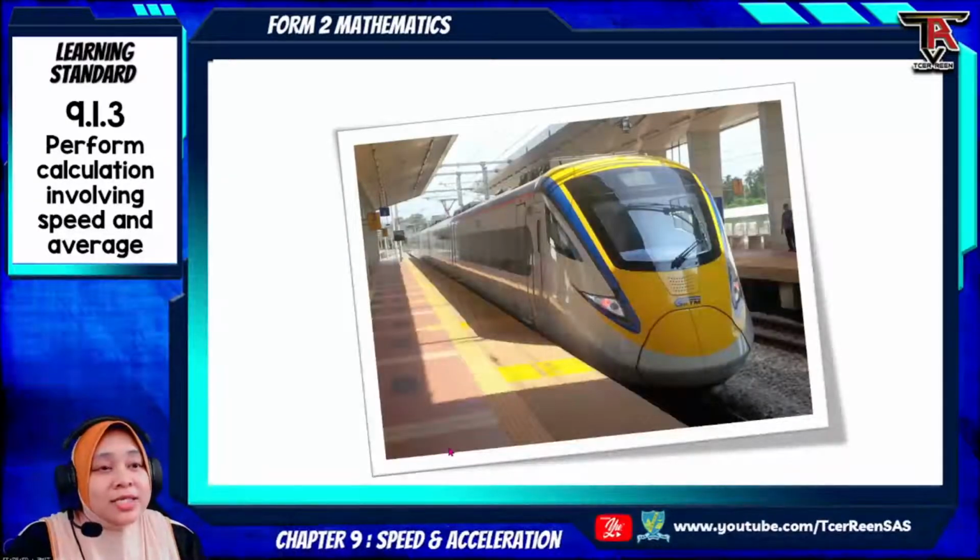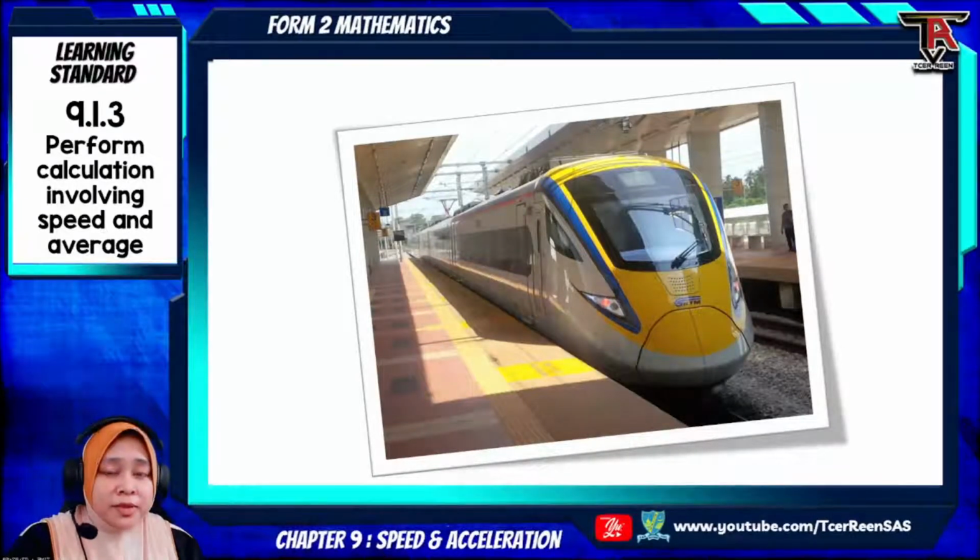Here you can see an ETS, or the Electric Train Service. Let's consider the journey of the ETS from Kuala Lumpur to Butterworth. It moved at a non-uniform speed. In this situation, the average speed is used to give an idea of the speed of the train. Actually, what is average speed?